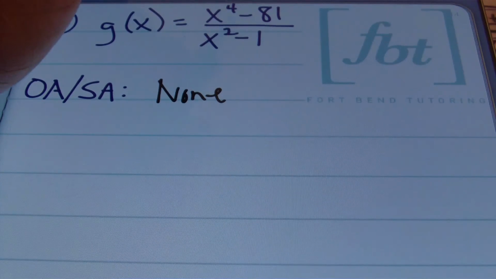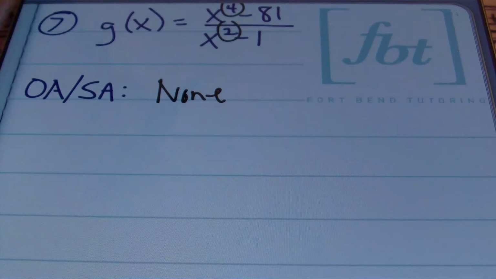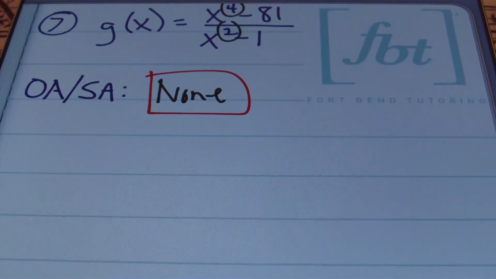Remember, the difference between the degrees in the numerator and the denominator needs to be 1. So because my highest degree in the numerator is 4 and the highest degree in the denominator is 2, that difference is too much. The difference has to be 1 in order to have an oblique asymptote, aka a slant asymptote. All right, so we don't have an oblique asymptote, a slant asymptote for problem number 7. That result is none. Just none. Got a box around it. And now for our final problem.